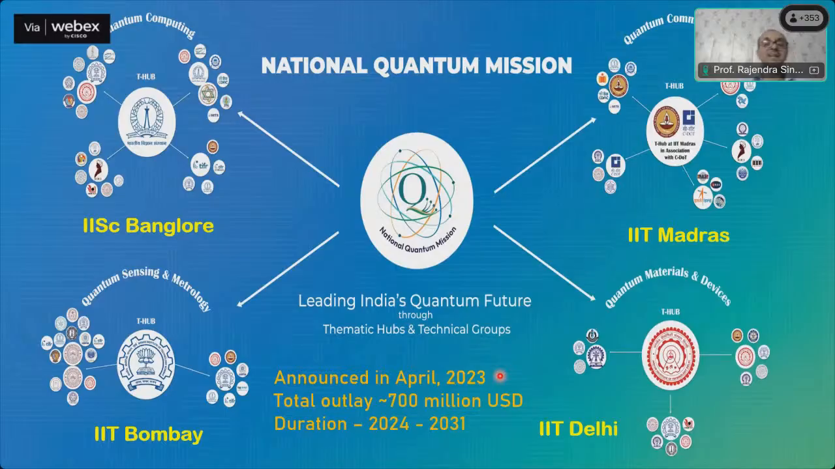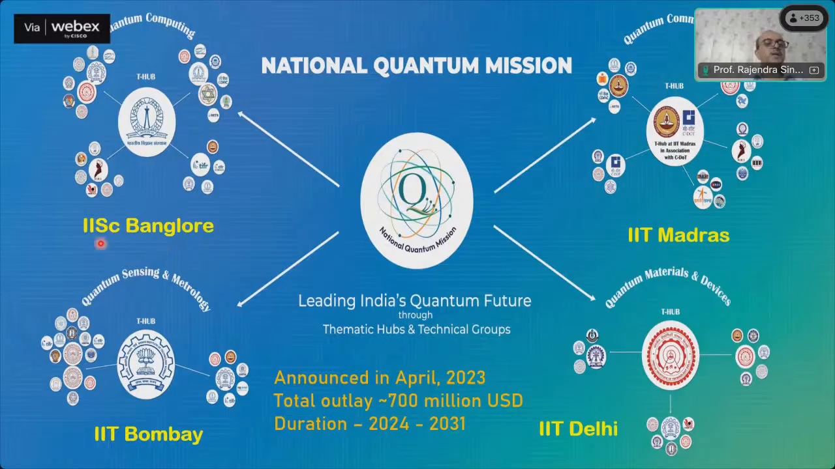It looks like it was announced 3 years back, but the activities more or less have started only in the last 1 year. And this is huge, almost 700 million USD, about 6,000 crore, to be invested in the coming years up to 2031. So the duration of this National Quantum Mission is up to 2031. We are already in 2026, and under this mission, the research and technology activities, research and innovation in the quantum tech area, have been divided under 4 hubs.